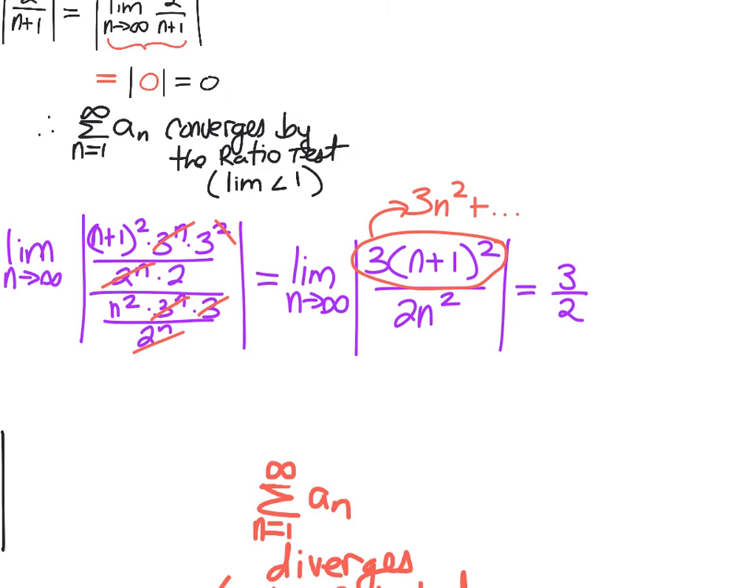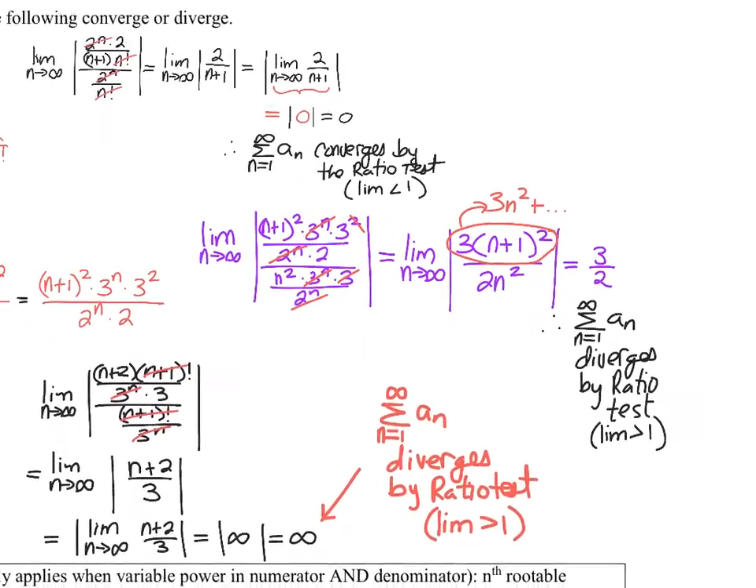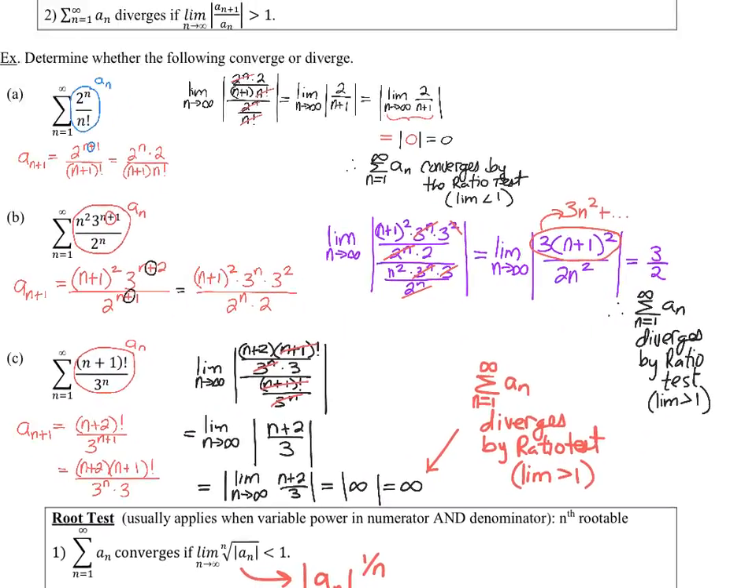And so this series diverges by the ratio test, and that's because the limit's more than 1. All right, so if it's less than 1, it converges. If it's more than 1, it diverges.